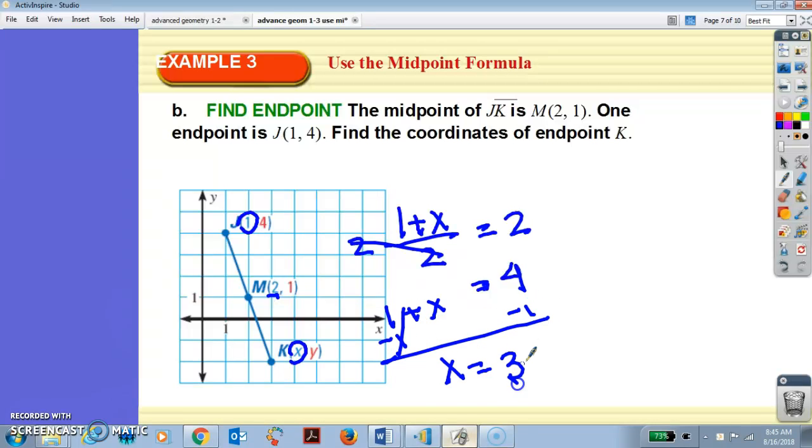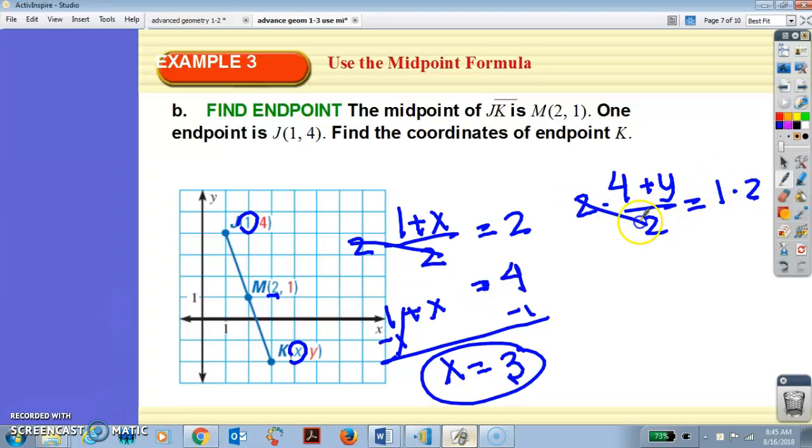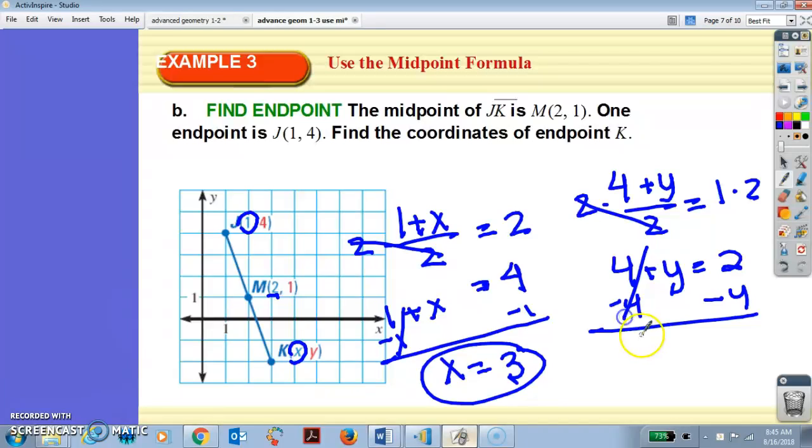X equals 3. And then for the y's, 4 plus what divided by 2 equals 1. Multiply by 2 on both sides. 4 plus what equals 2. Subtract 4 on both sides, y equals -2. So your endpoint is going to be at (3, -2).